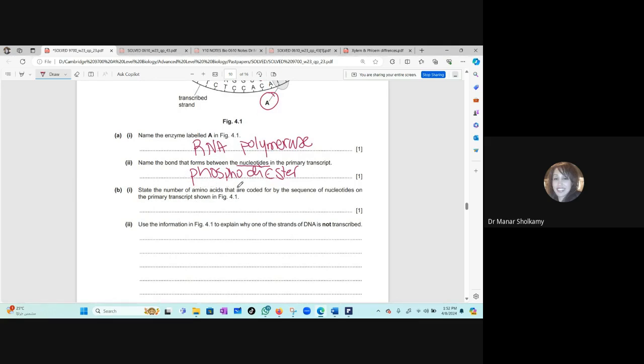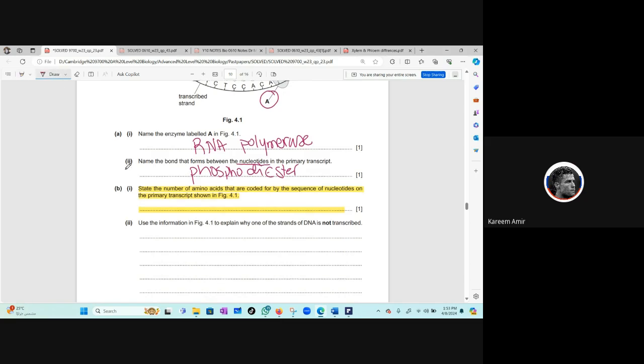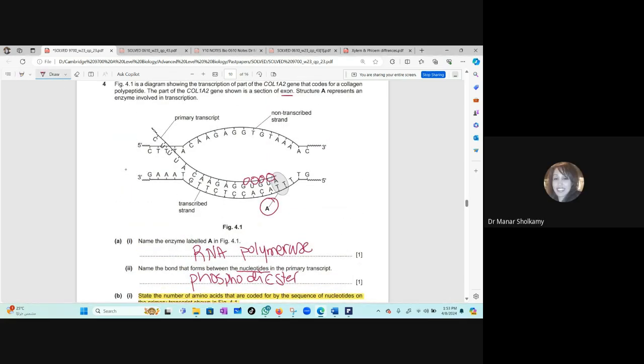State the number of amino acids that are coded for by the sequence of nucleotides on the primary transcript. This is a tricky question. How many bases are needed for one amino acid? 3. So let's count how many bases do I have? 1, 2, 3, 4, 5, 6, 7, 8, 9, 10, 11, 12, 13, 14, 15, 16. I cannot say 16, 15 divided by 3. So what's the answer? 5. Wait, let me see.